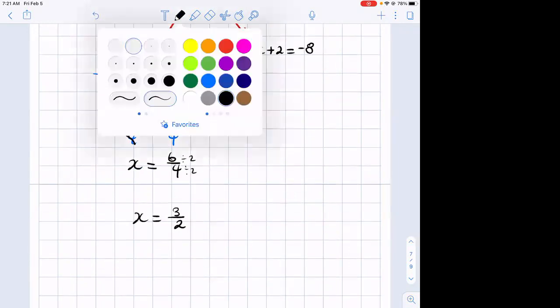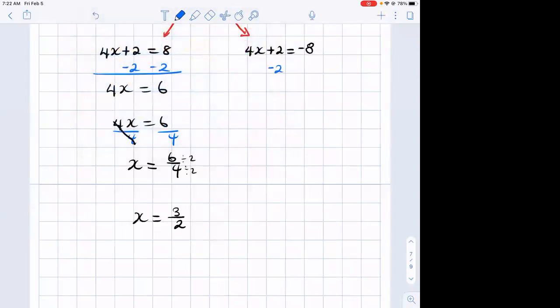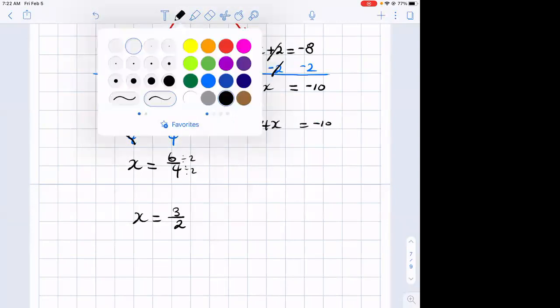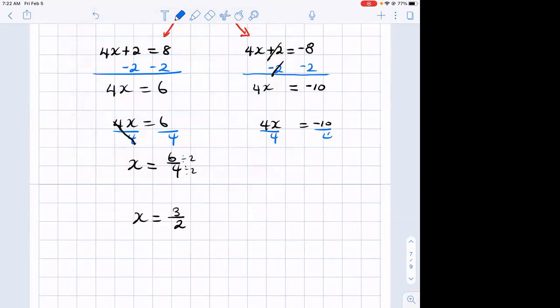Likewise, solving the right part of this, we bring down the 4x, the plus 2 and the minus 2 will cancel, and that will give me minus 10. And now we divide both sides by 4. So this will become a 1. So we have x is equal to minus 10 over 4, which can be simplified again by dividing top and bottom by 2. So you have minus 5 halves.